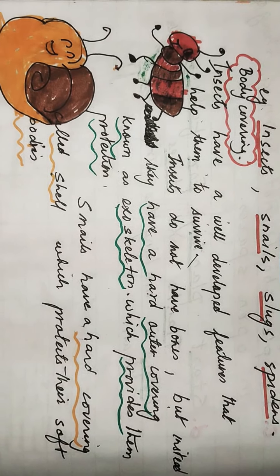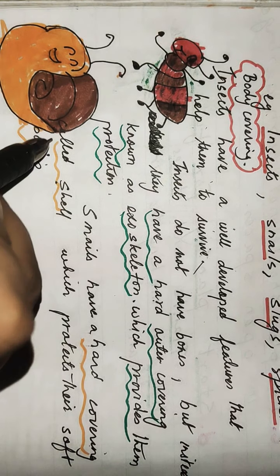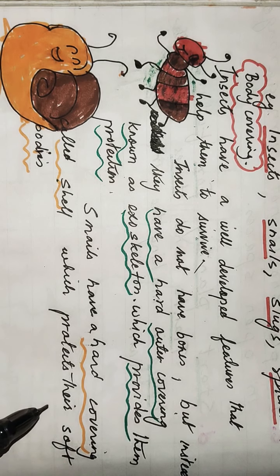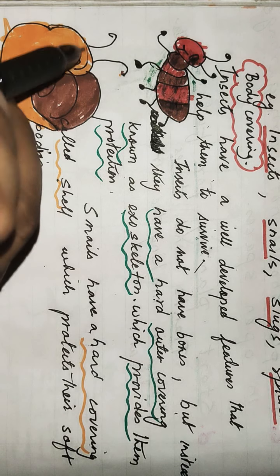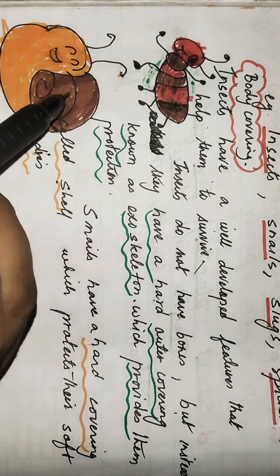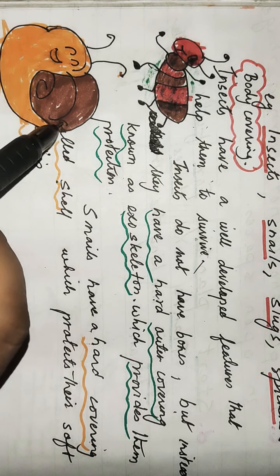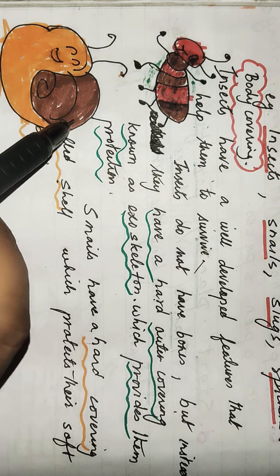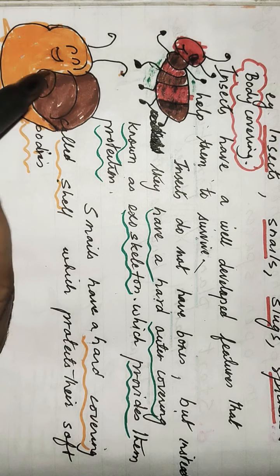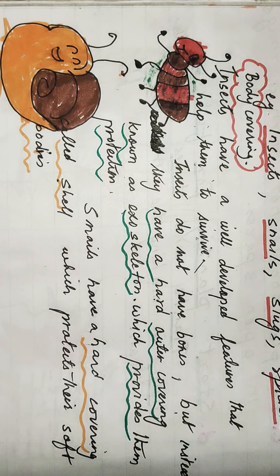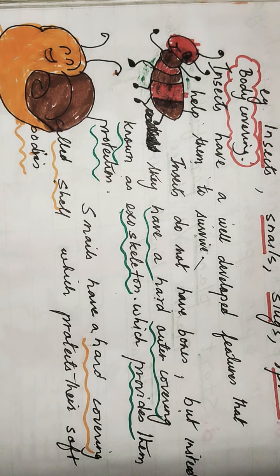Now, snails have a hard covering called shell, which protects their soft body, because snail is very delicate. They have this to escape from enemies and to protect themselves. So this is how body covering helps the invertebrates to survive.